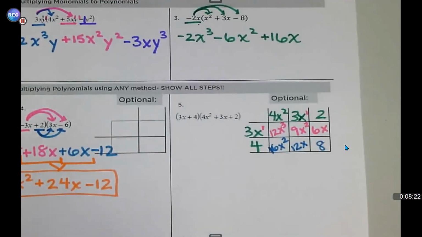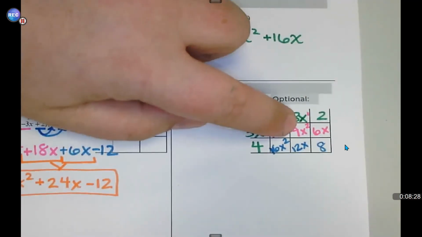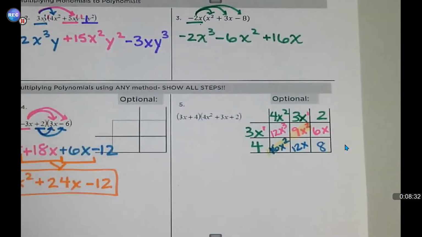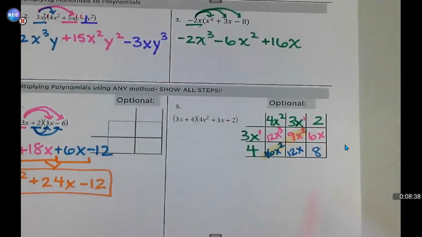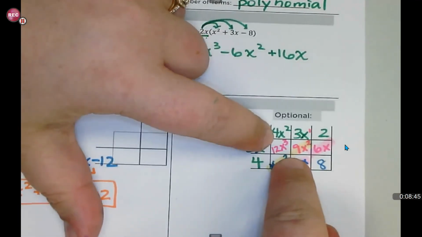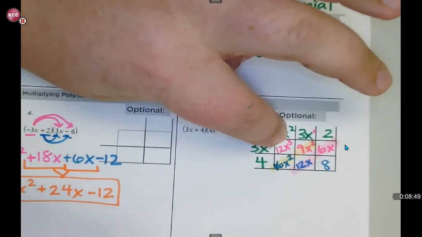All right. So now what I want to do is look to see, are there any like terms? Well, this is an x squared and that's an x squared. So these 2 things will be combined. And if I look at 6x and 12x, those are also like terms because they're x and x. Now notice this 12x cubed doesn't get to be combined because it has a different power. You always have to have the same power.